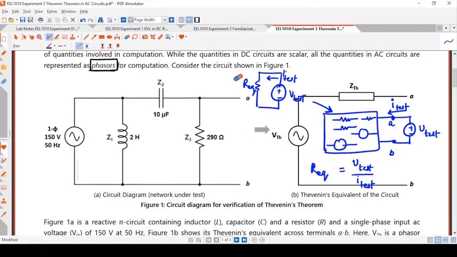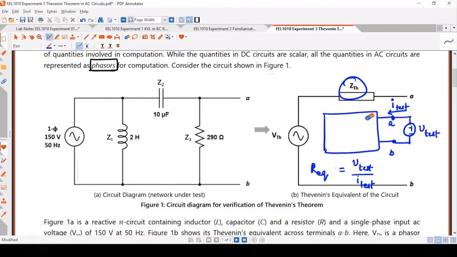With the exact same logic, we have to find the equivalent impedance in this case, ZTH. How? We disable all the independent sources. Of course, now we have an AC circuit, so everything is in phasors, and we don't have resistances alone. We have inductors, capacitors, and resistors. So what are we going to do? We will disable this source. Disabling this source means shorting this element, so we get rid of both these elements.